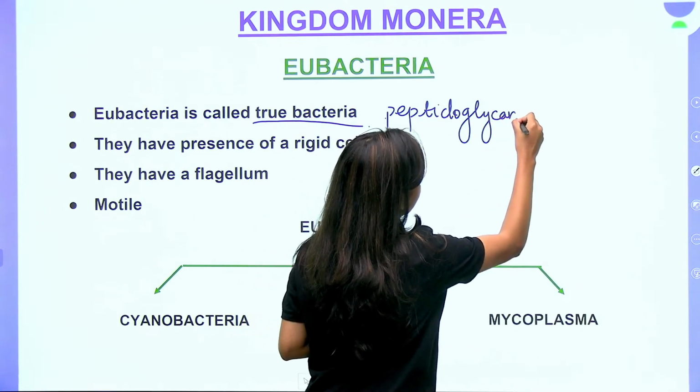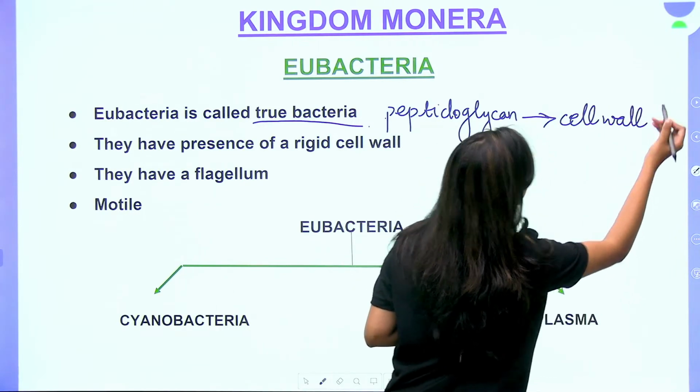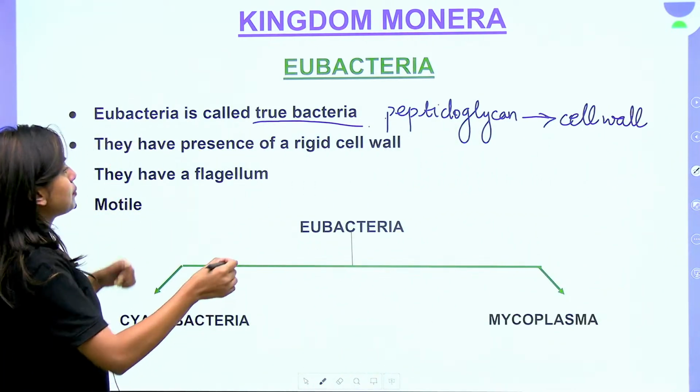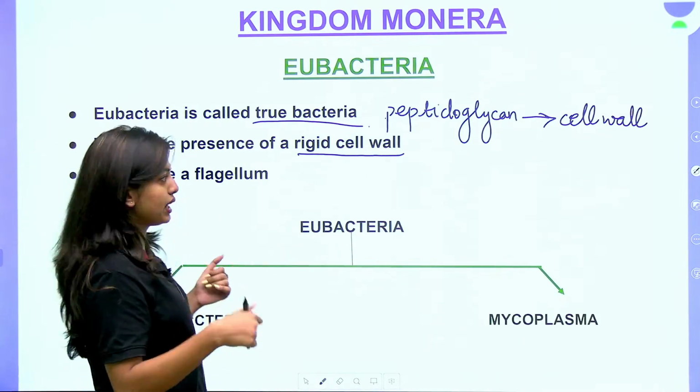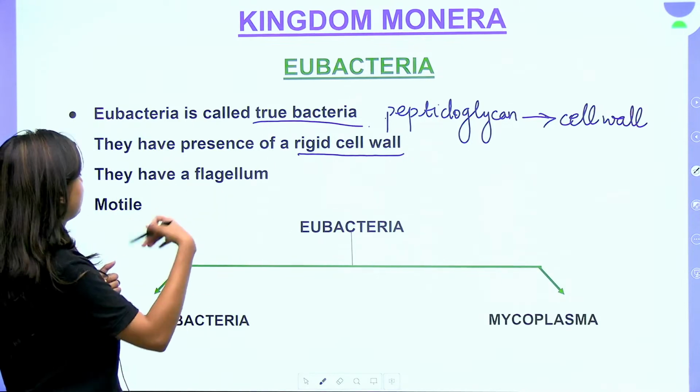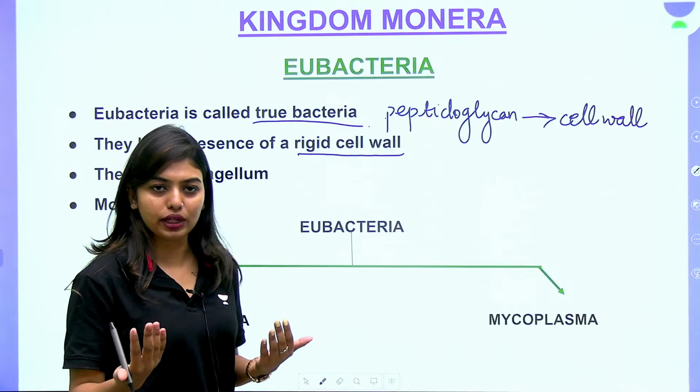The glycan is on their cell wall, right? The cell wall is made up of peptidoglycan. Now, they have a rigid cell wall. This is actually a common characteristic of kingdom Monera. And then they have flagella and they are motile. So if they have flagella, that means they are definitely motile, right?